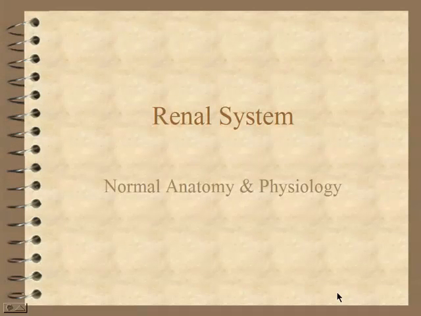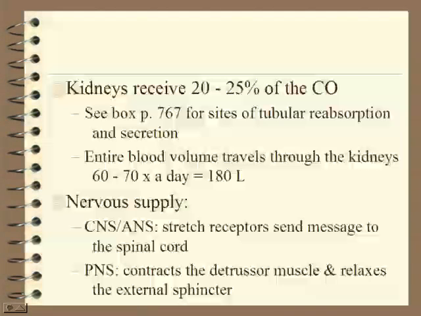The renal system. We're going to start with the normal anatomy and physiology, just a brief review. The kidneys receive between 20 and 25% of cardiac output. And there's a box on page 767 that discusses the different sites of tubular reabsorption and secretion. You might want to review that.